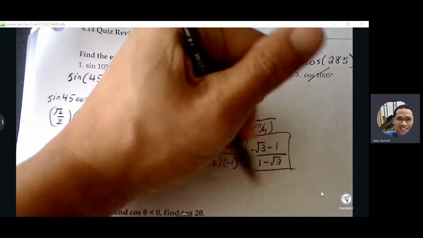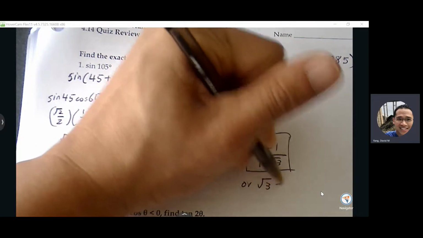If you rationalize the denominator, you would get root 3 plus 2. Either is fine.